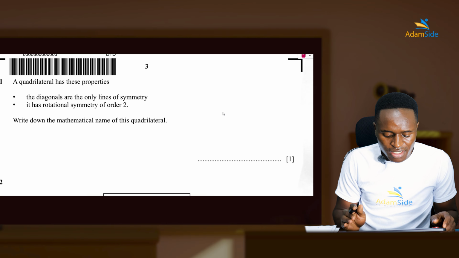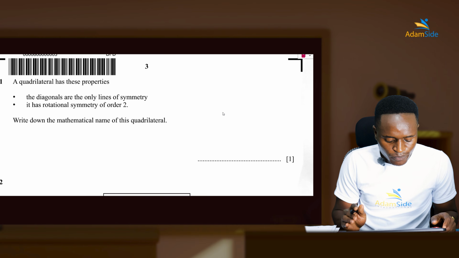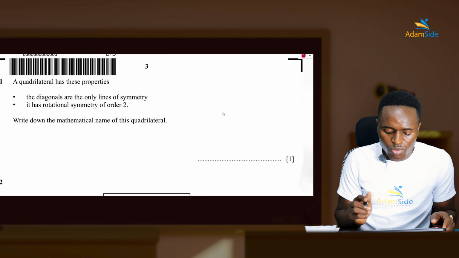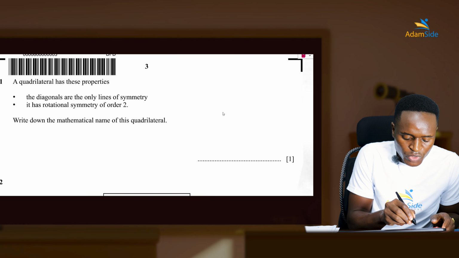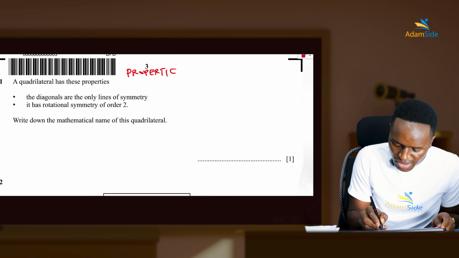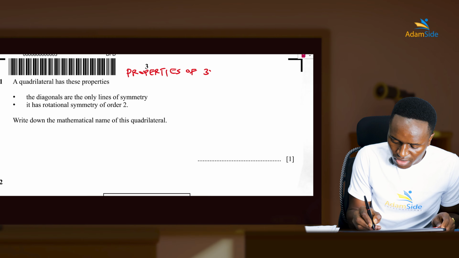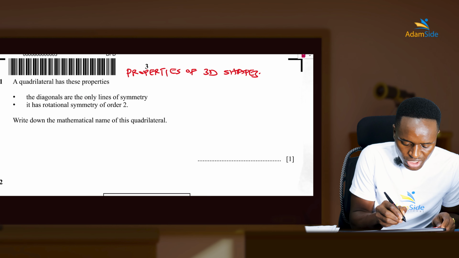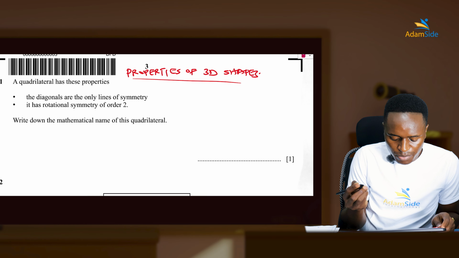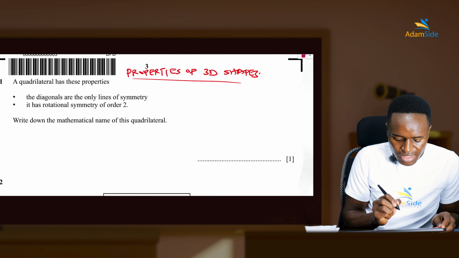The diagonals are the only lines of symmetry. It has rotational symmetry of order 2. Write down the mathematical name of this quadrilateral. So this topic comes from the unit of properties of 3D shapes. So we're talking about properties of 3D shapes, and then it says the diagonals are the only lines of symmetry.